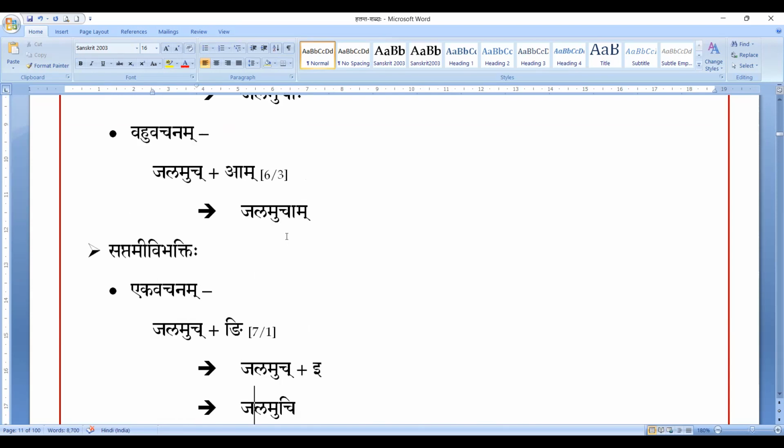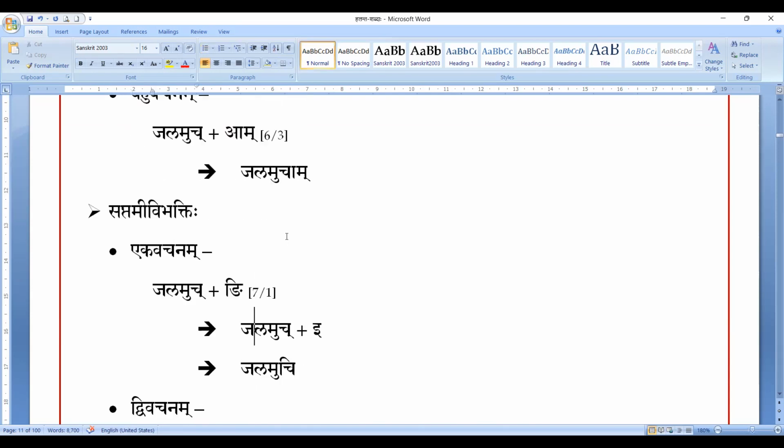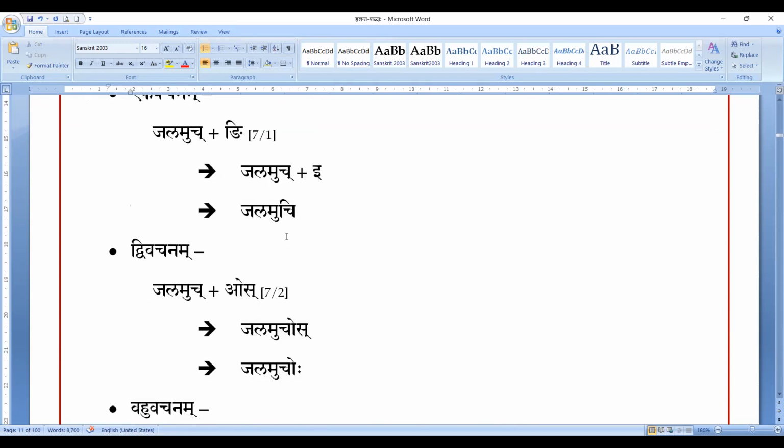Then Saptami Ekavachanam. Jalamuch plus Ni. Content of Ni is I. Just addition. Nothing happens. Jalamuchi. Jalamuch plus Os. Same as 6-2. Jalamucho.